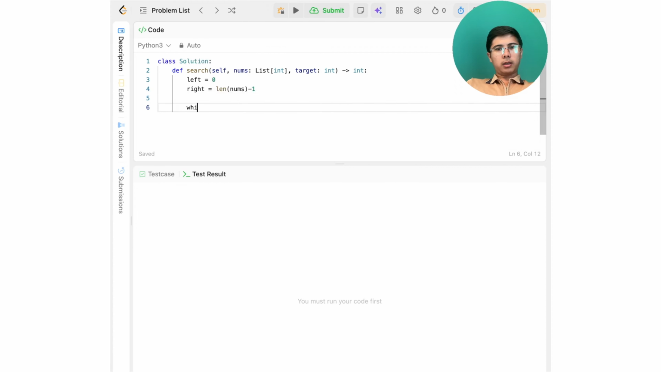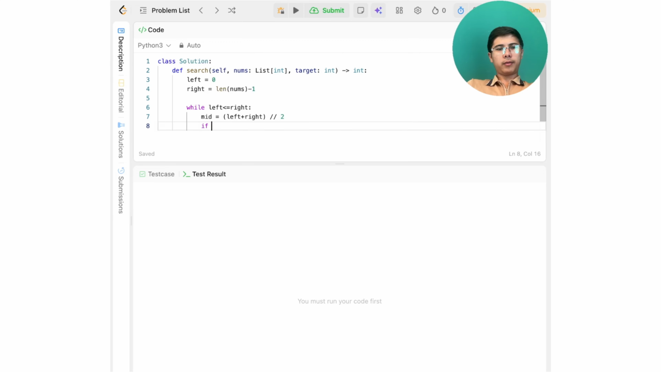And we write a loop that needs to continue while the left side is less than or equal to the right side. Searching while there are still elements to check, that's why. Then we need to write the formula: middle is equal to left plus right, integer division by 2. We need to find the middle index of the current search range, that's why.